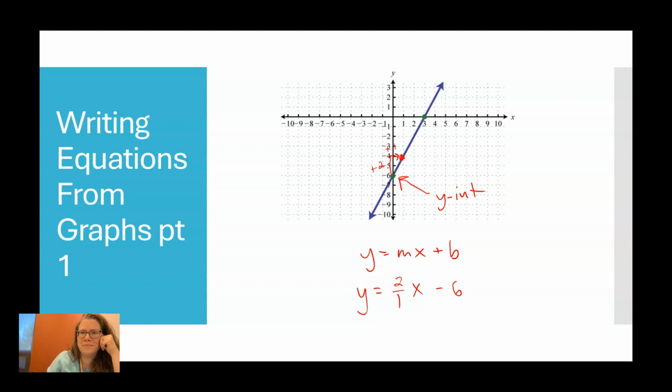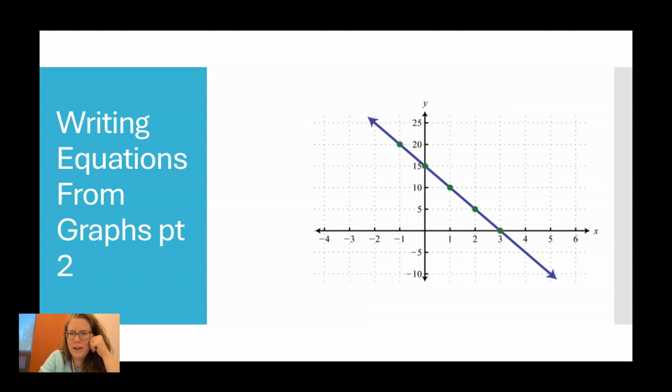Let's try another. Here, I notice my slope is going down. Also, watch it. This is a mean graph. These are 5s and these are 1s. Terrible. So between two nice points, I'm going down 5 and to the right 1. So my slope is negative 5 over 1. And it's crossing the y-axis at 15, so plus 15.